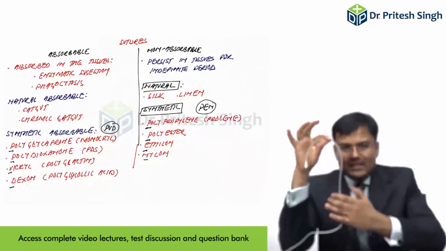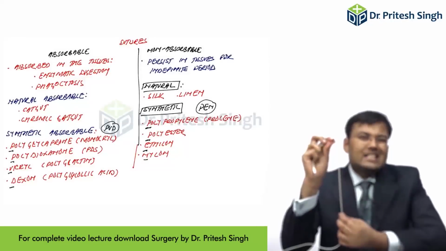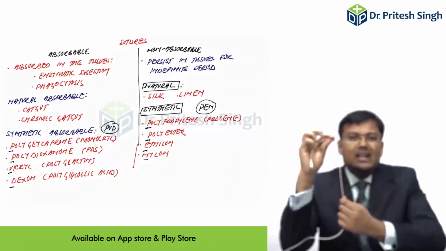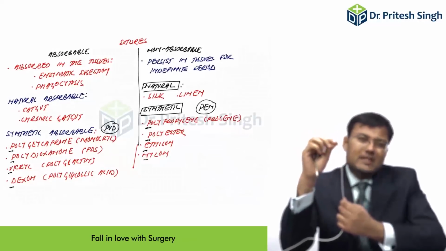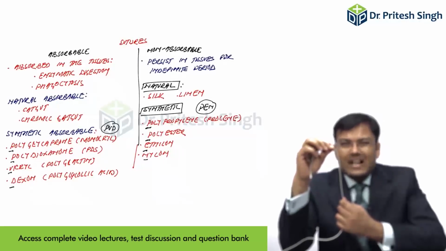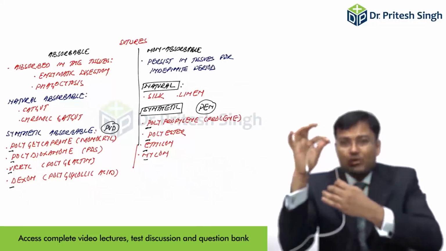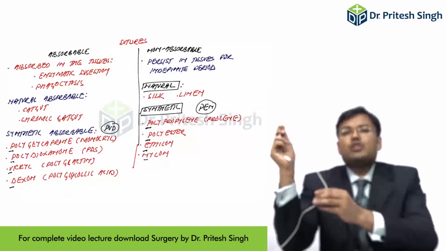There are advantages and disadvantages. Since it's smooth, what happens? Risk of infection is lesser. But since it is smooth, it has a strong memory, and because of that, the knots are not very stable. And that's why we take how many knots in Prolene, which is a monofilament suture? Usually 6 to 8.